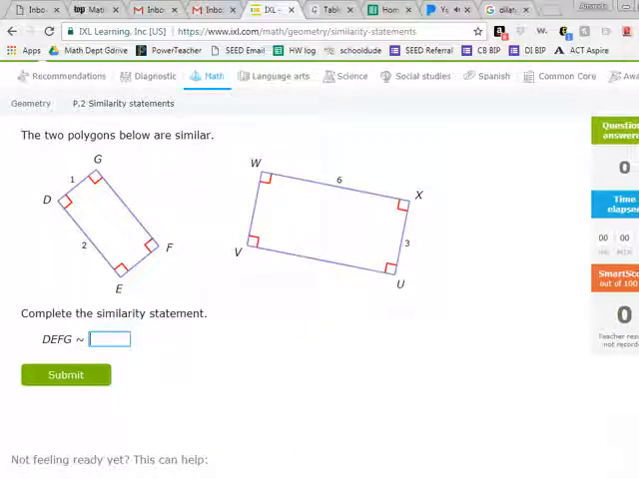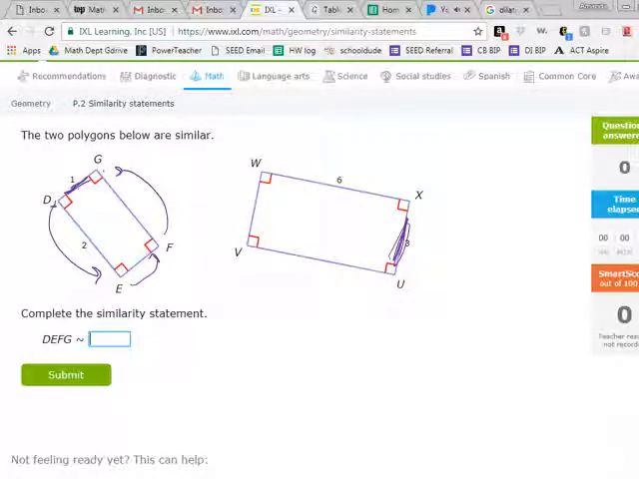If we move on to P2, P2 says I've got two polygons below that are similar. They want us to complete the similarity statement. So that means I need to figure out what's equal to what. So I've got a 1 here. If I notice, that's my shorter side, so I'm probably going to go with this shorter side over here. So that's 1 to 3. So let's see, let's start D to G. But they didn't give us that, they gave us D, E, F, G. So we want from D to E to F to G.